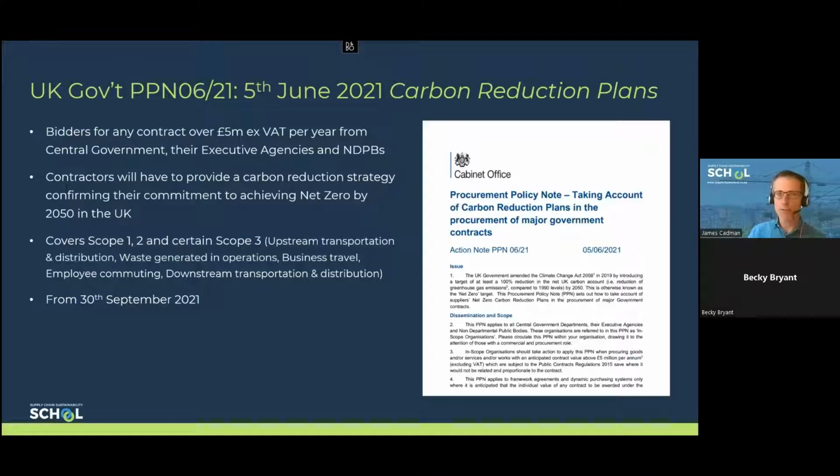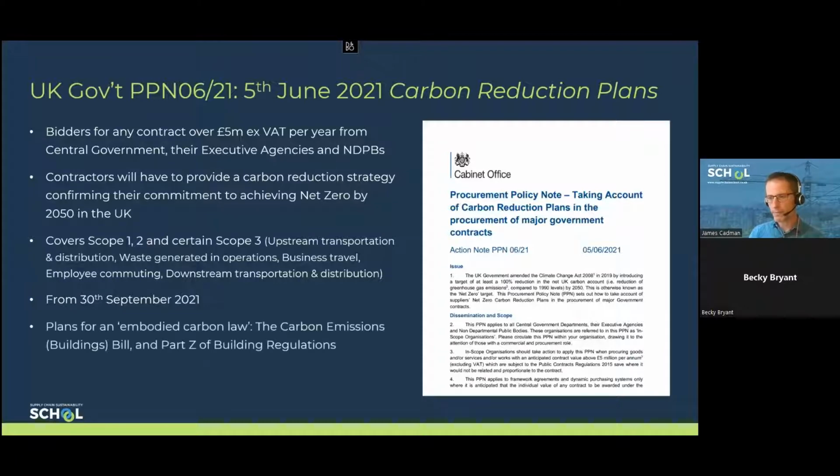This is applicable to not just construction and built environment, it's any public sector contract. And importantly, there are some public sector organisations who are technically out of scope of this policy note, but are deciding to align to it. So one of the biggest of those is the NHS. They're going to come into alignment with this in April next year, 2023. So more and more organisations are coming on board with it.